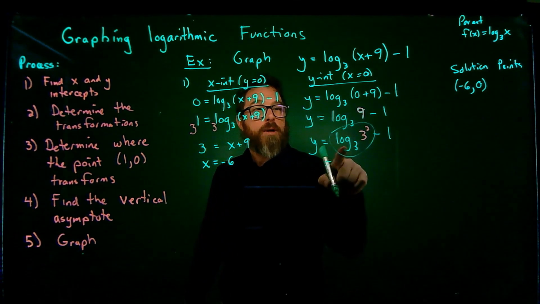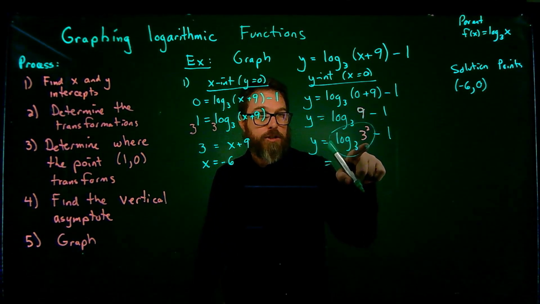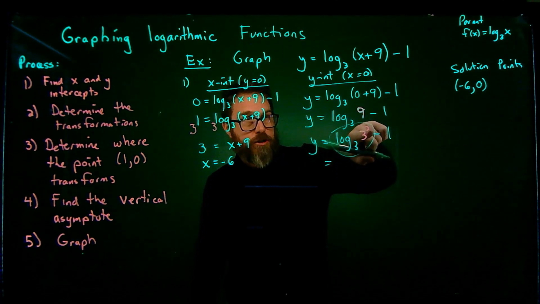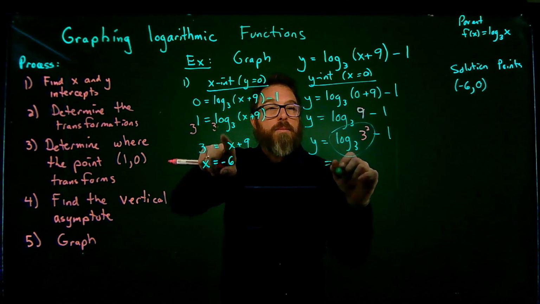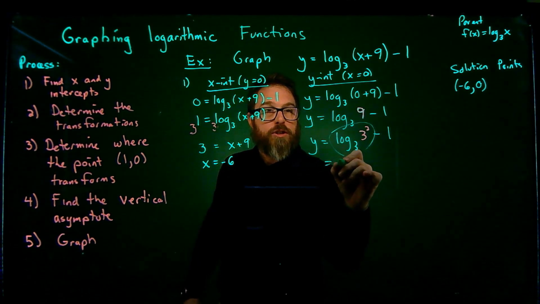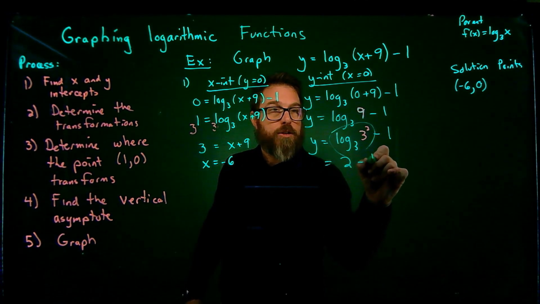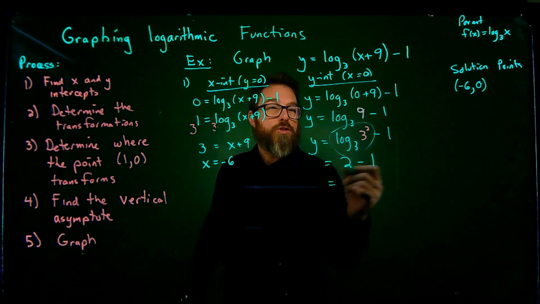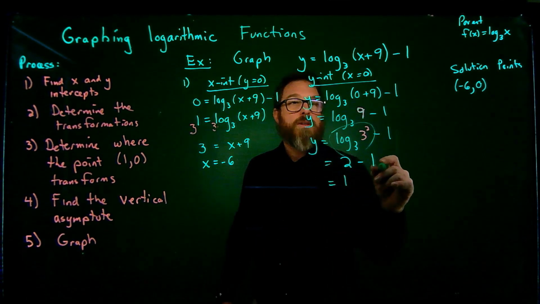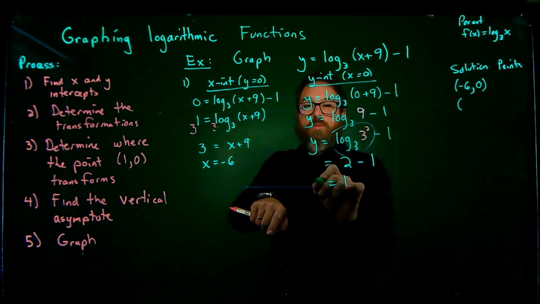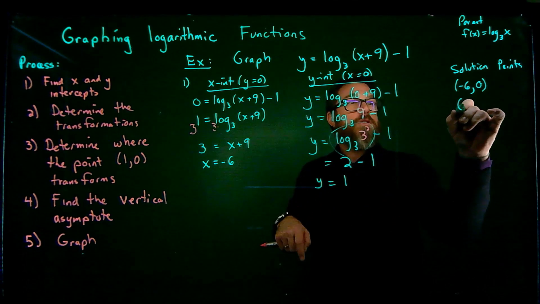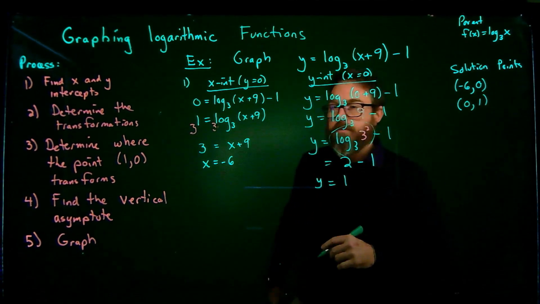So log base 3 and exponential base 3 are inverses, so what it's going to give me back is just the exponent, very similar to the property that we did here, except in the other direction. So this is going to be equal to its power minus 1. So 2 minus 1 is going to be equal to 1. So we also have the solution point: y is equal to 1.